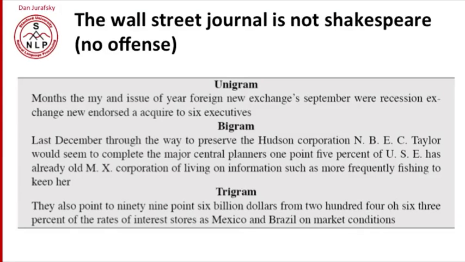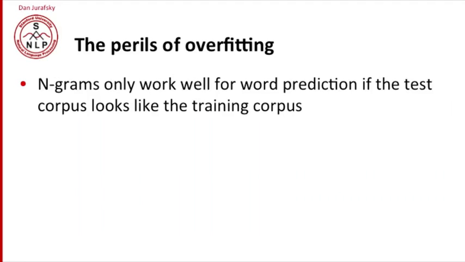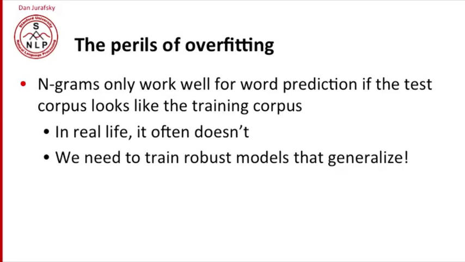So what's the lesson from this? One lesson is the perils of overfitting. N-grams only work well for word prediction if the test corpus looks like the training corpus. If you test on Shakespeare but you trained on the Wall Street Journal, you're not going to predict words very well. In real life, this just doesn't happen. So we'd like to train robust models that do a better job of generalizing.